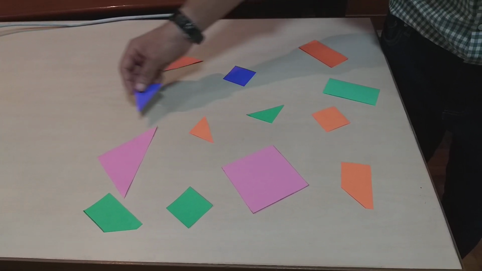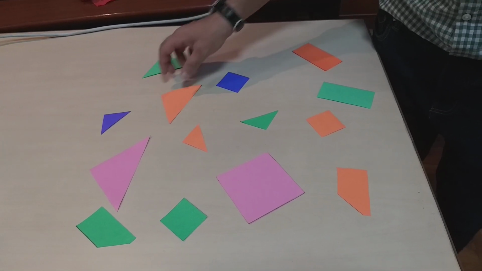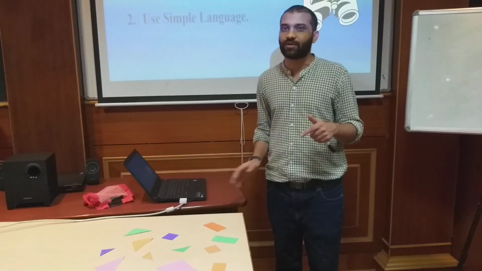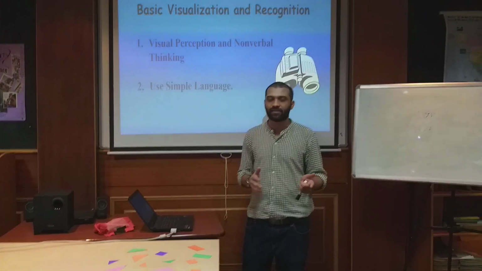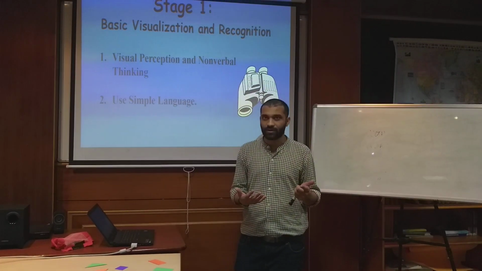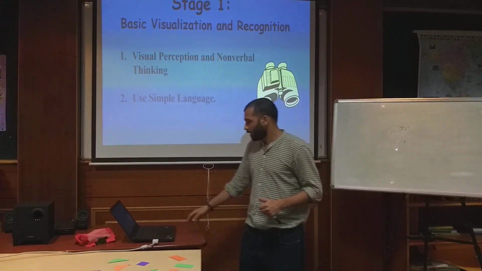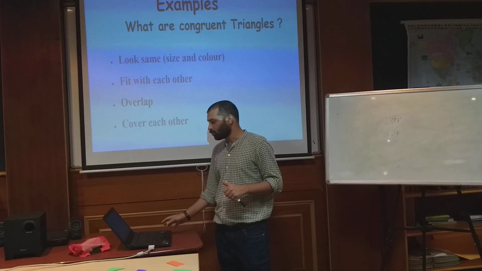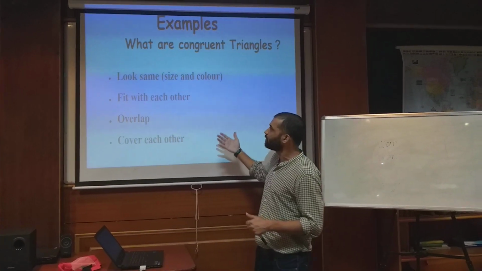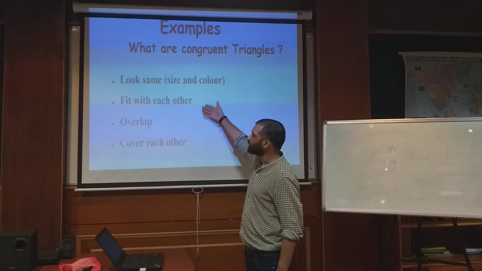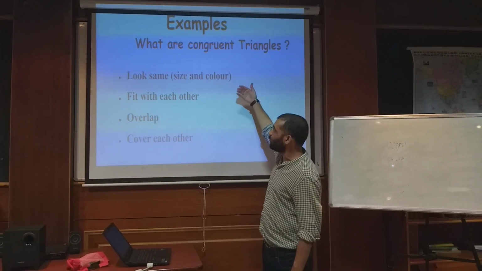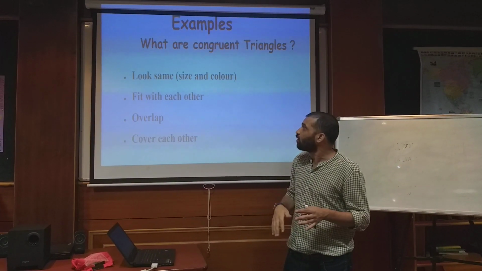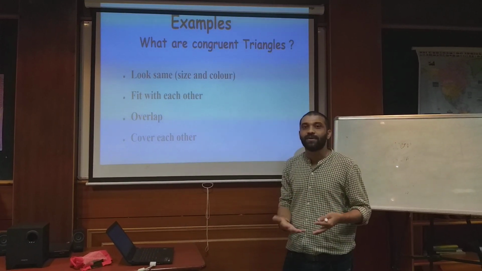After this stage, once they have recognized, it's basically just a perception that they are forming, and they use very simple language which is not a lot mathematical. It's very common layman kind of language that they use. The words are quite general. In the second stage, we've taken some example. In order to describe what congruent triangles are, children may use their own words. For example, they fit with each other, they overlap, they cover each other, they look same. The same can mean something like size or color for them. So it's up to them what kind of meaning they are forming.